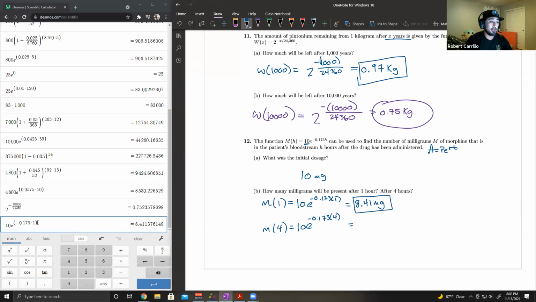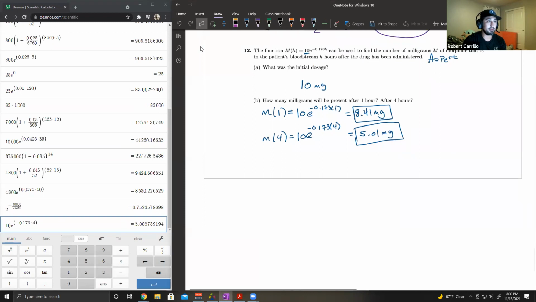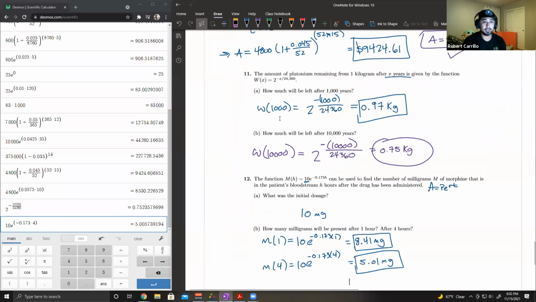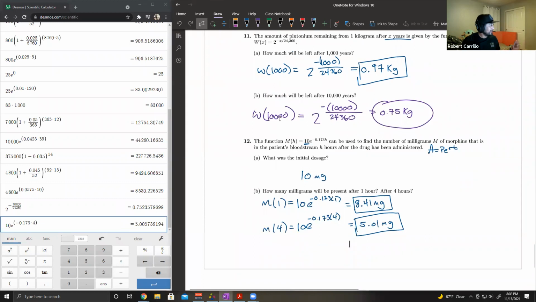And then after 4 hours, all I'm going to do is go back to what I typed in Desmos, delete that one, put a 4, and after 4 hours, there will be 5.01 milligrams of morphine left. All right, guys. That was exponential functions. Everybody good with that?